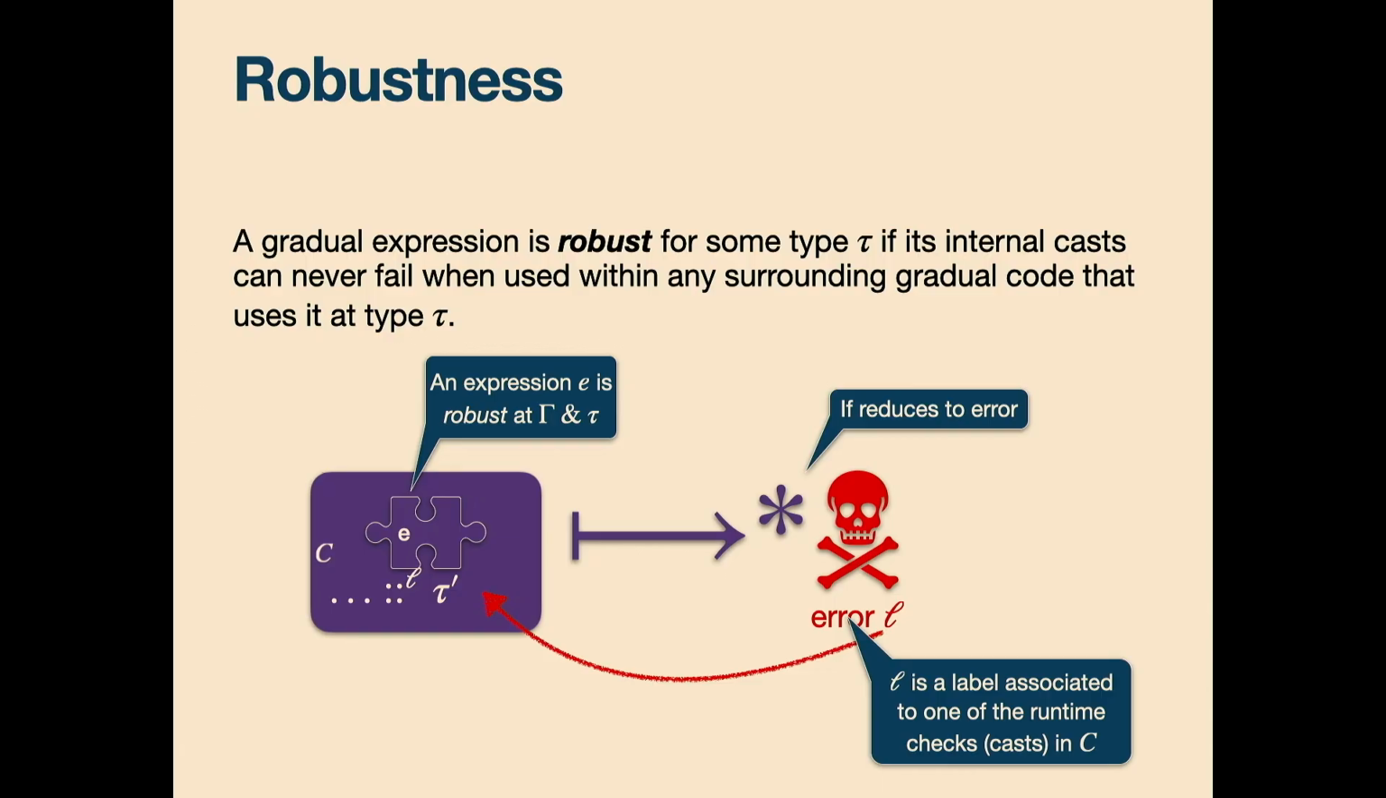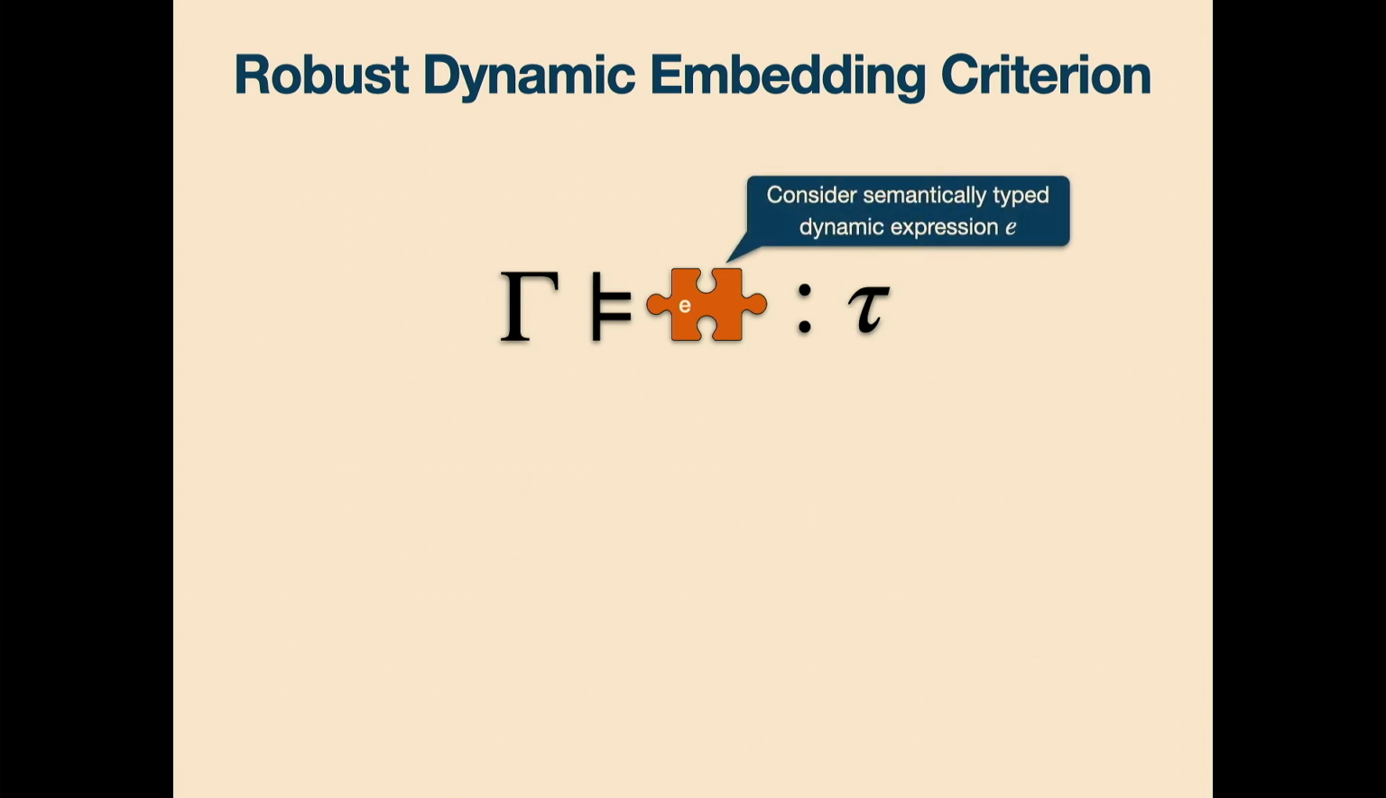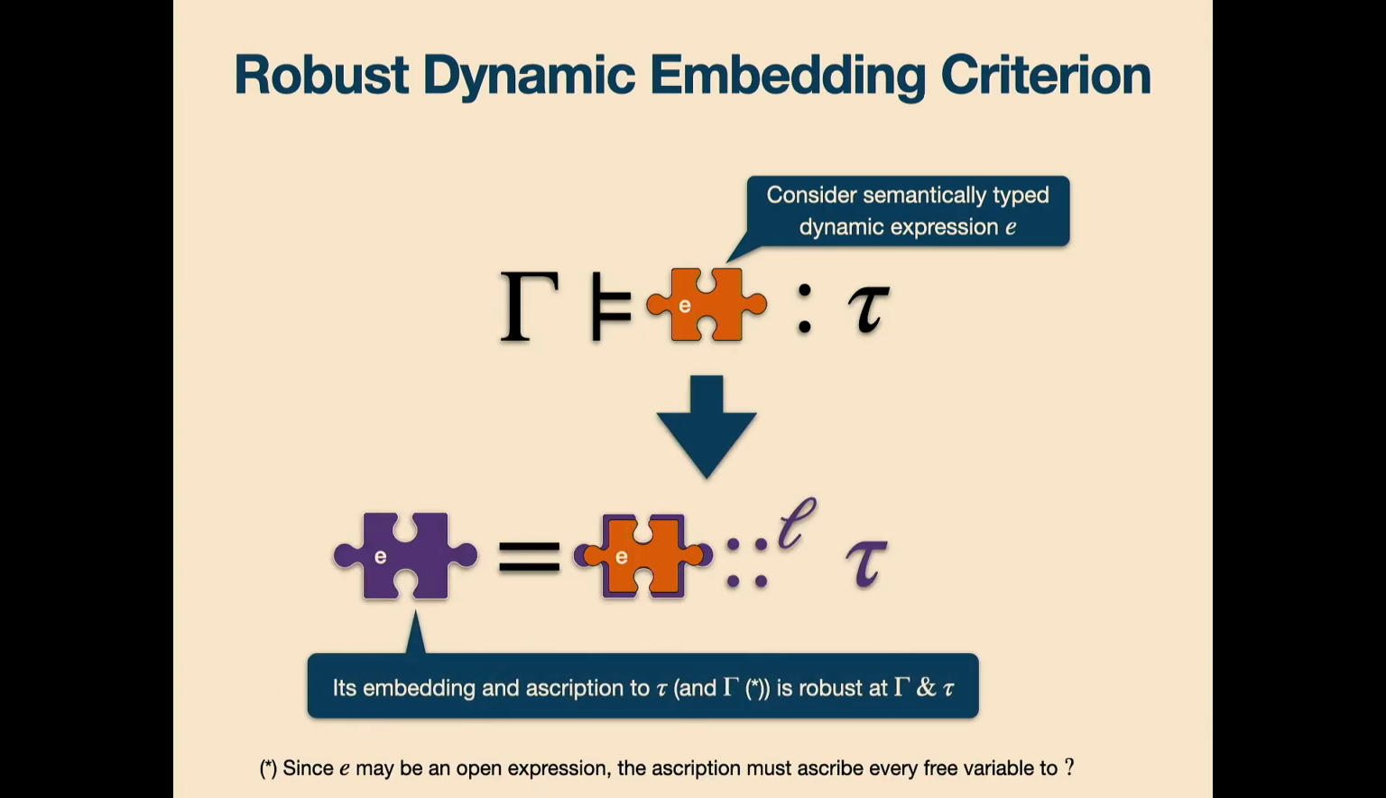Having this definition of robustness, the robust dynamic embedding is stated as follows. If you have a dynamic expression that is semantically typed to some type tau under some environment gamma, then the embedding of this expression into the gradual language, and then the cast or ascription to tau, is robust at gamma and tau. Meaning that if you embed it in some arbitrary gradual context and it fails, then the label associated with the error must be outside of this embedding and ascription.